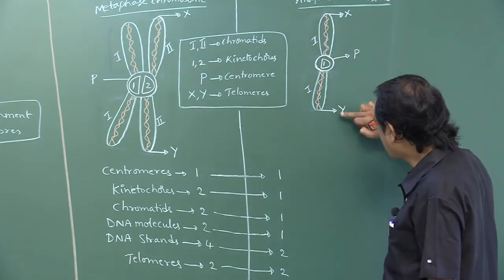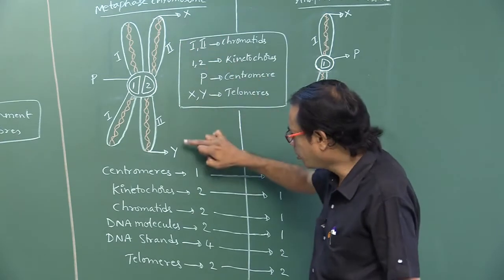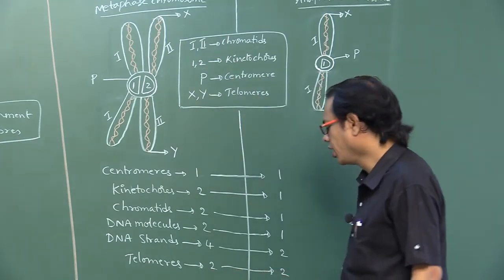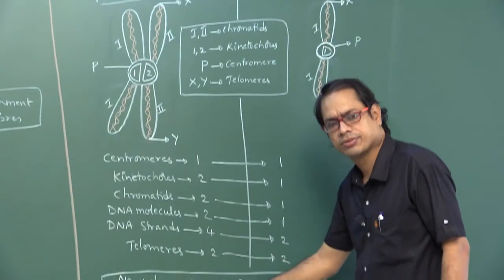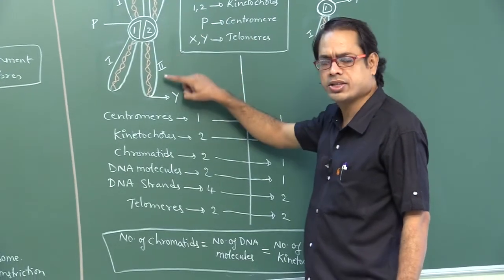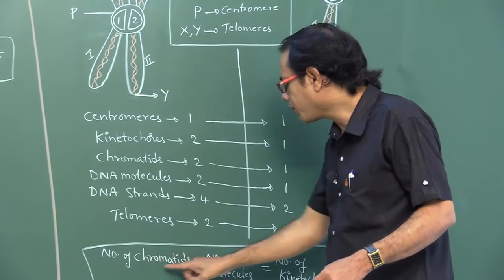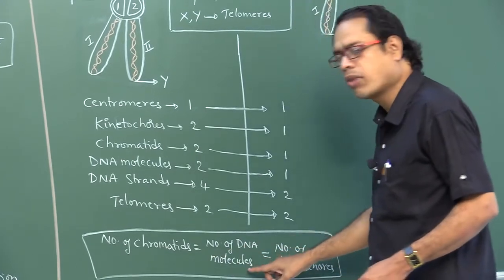Here 2 telomeres are present. Here also 2 telomeres are present. 2 and 2. Number of chromatids: in each chromatid DNA is present. So, the number of chromatids is equal to the number of DNA molecules.